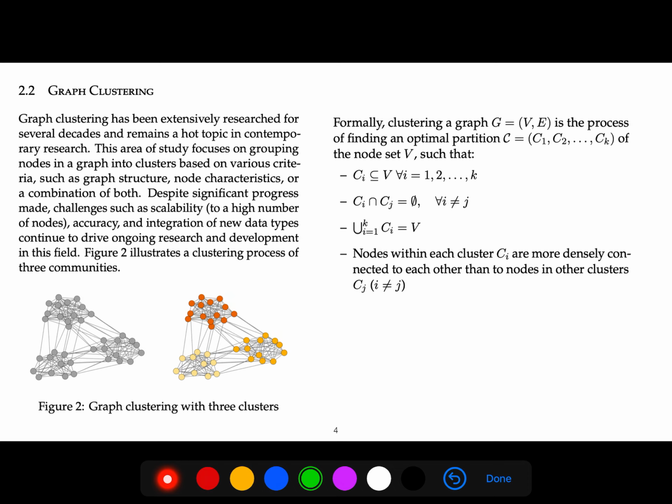So graph clustering has been extensively researched for several decades. Clustering a graph is just the process of finding the optimal partition C1, C2, C3, and so on, such that there is no intersection and the union of all of them covers all the vertices of your graph.